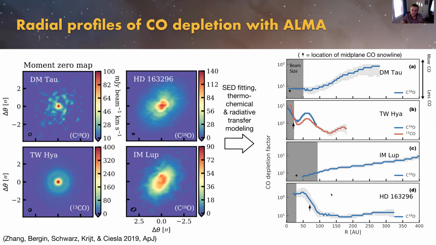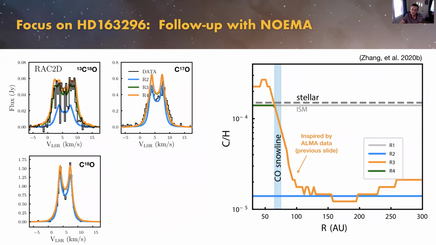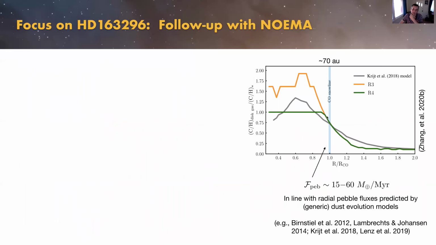For HD 163296 in particular, Coco did follow-up work using, again, the NOEMA interferometer, and was able to show that this orange model for the radial profile, which is based on the ALMA data, indeed does the best job of reproducing some of these profiles. And this orange line compares fairly well to the models I published. Well, this curve inferred from observations matches my theoretical prediction from a year earlier fairly well, although it wasn't designed necessarily for that disk, so we wouldn't expect necessarily good agreement.